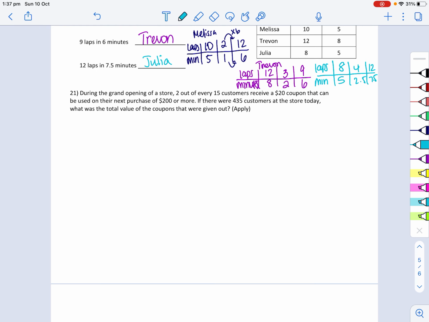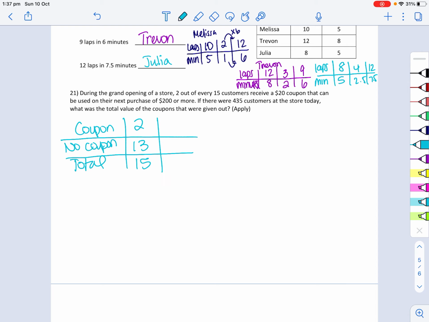Number 21 says, during the grand opening of a store, 2 out of every 15 customers receives a $20 coupon. So coupon, no coupon, and total. So 2 out of 15 receives a coupon and 13 do not. If there were 435 customers at the store, what was the total value of the coupons that were given out? So I've got to figure out how many coupons were given out. That's going to be this one. And then I've got to multiply by 20.